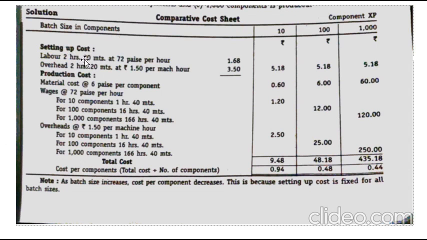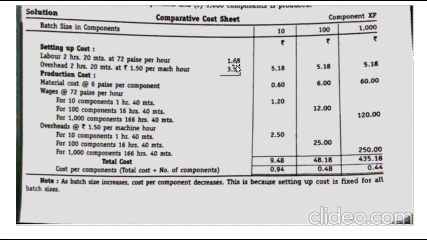So labor 2 hours 20 minutes, as it takes 2 hours 20 minutes for setting up, and they have given labor charges. The machine operator is nothing but the laborer here. He is receiving 72 paise for 1 hour. Here they have given 2 hours 20 minutes, so this is in hours and this is in minutes. You can't multiply 72 paise directly with these figures because it is 72 paise per hour. So you need to convert these figures and then multiply with 72 in order to get this amount.